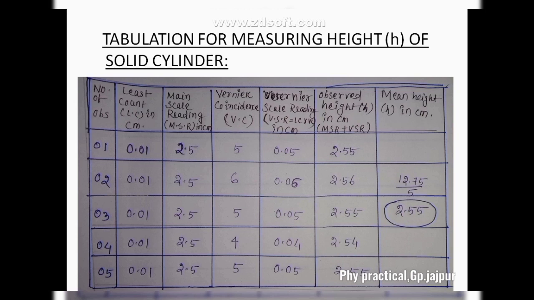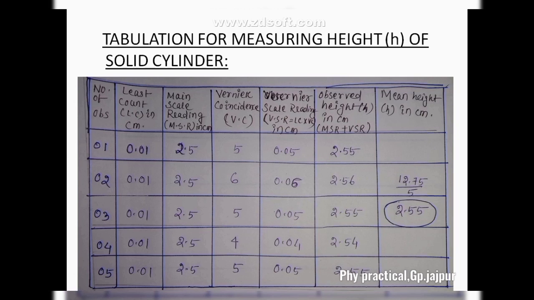Next is least count, as you already saw, 0.01 centimeter. Next is your main scale reading, vernier coincidence. Next is your vernier scale reading, observed height h in centimeter, and then is your mean value. You can see here is the summation of observed height divided by 5, which I got 2.55 centimeter, height of the solid cylinder. Okay, we got the value of diameter and height from these tabulations.